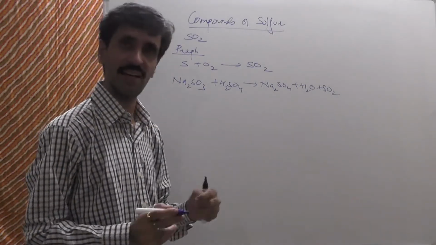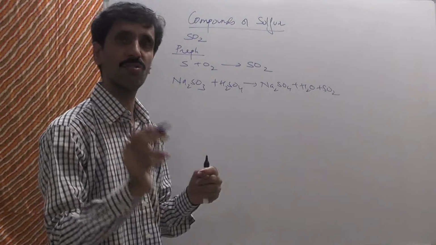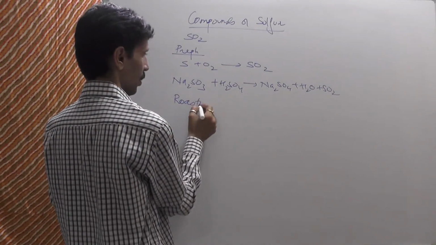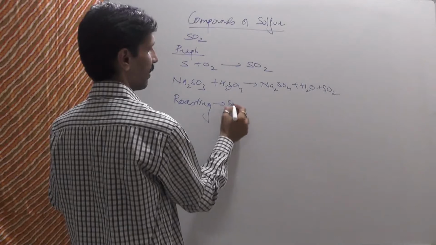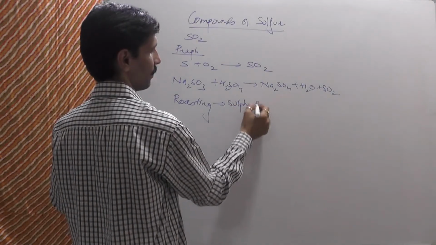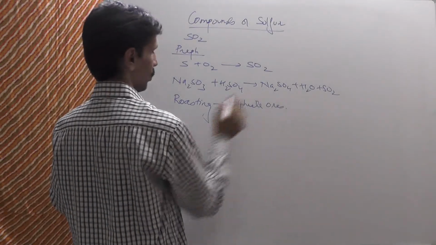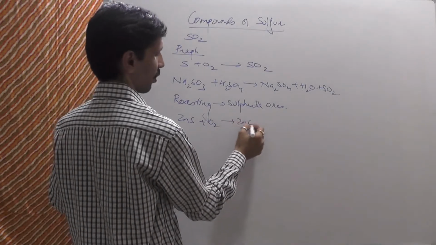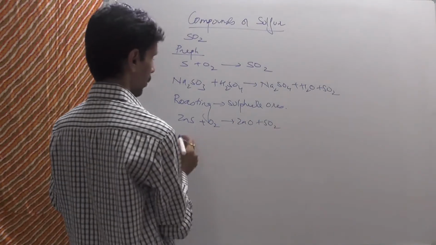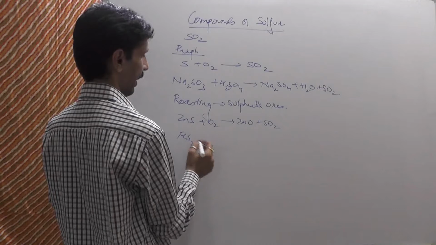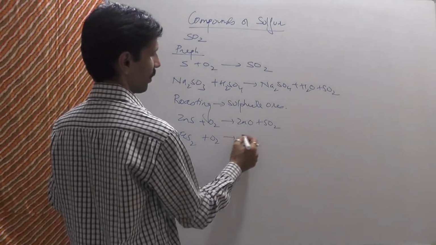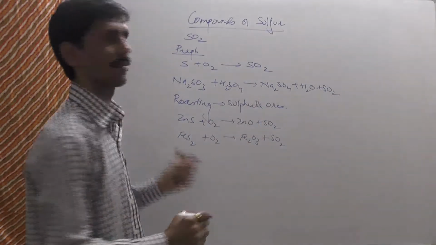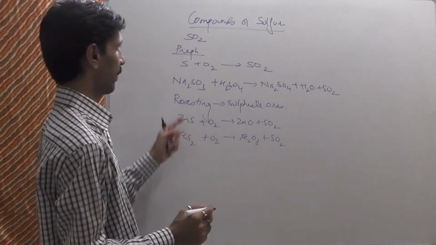Okay, तीसरा है, and that is we can use it during the process of roasting. Roasting of sulfide ores. So we have ZnS plus O2, that is going to give you ZnO plus SO2. Okay, उसी तरीके से iron pyrite है FeS2 plus O2, that is going to give you Fe2O3 plus SO2. Okay, so these are the methods.